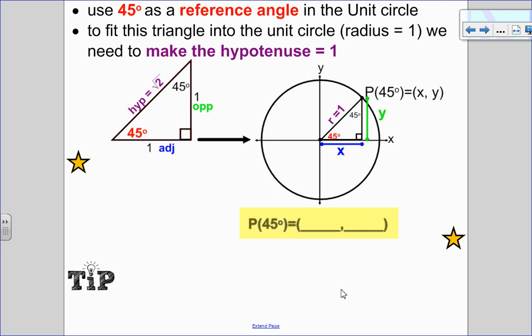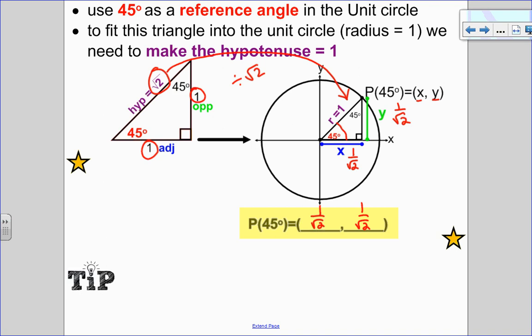This one's a little different because the hypotenuse is no longer 2, it's root 2. So again, I want to fit it into the unit circle. So I want to take root 2 and fit it into a unit circle with a radius of 1. So this hypotenuse is root 2 bigger than 1. So I need to divide everything by root 2. So I'll divide 1 by root 2 to get 1 over root 2. I'm going to divide this 1 by root 2 to get 1 over root 2. So 45 degrees, it cuts the unit circle at 45 degrees and it has coordinates of x and y. X is 1 over root 2 and y is 1 over root 2.